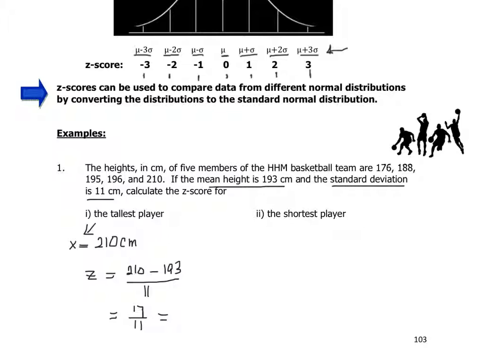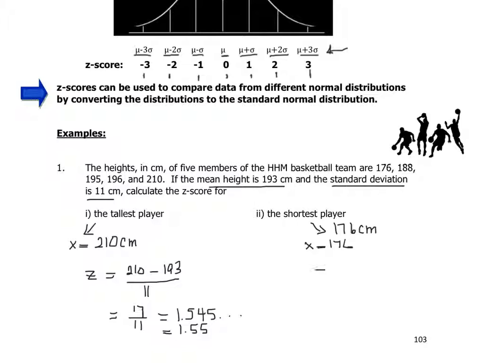which is equal to 1.545, and so on. So we round that to 2 decimal places, that will be 1.55. And the shortest player, out of the list we have there, is 176 centimeters. So x would be 176.